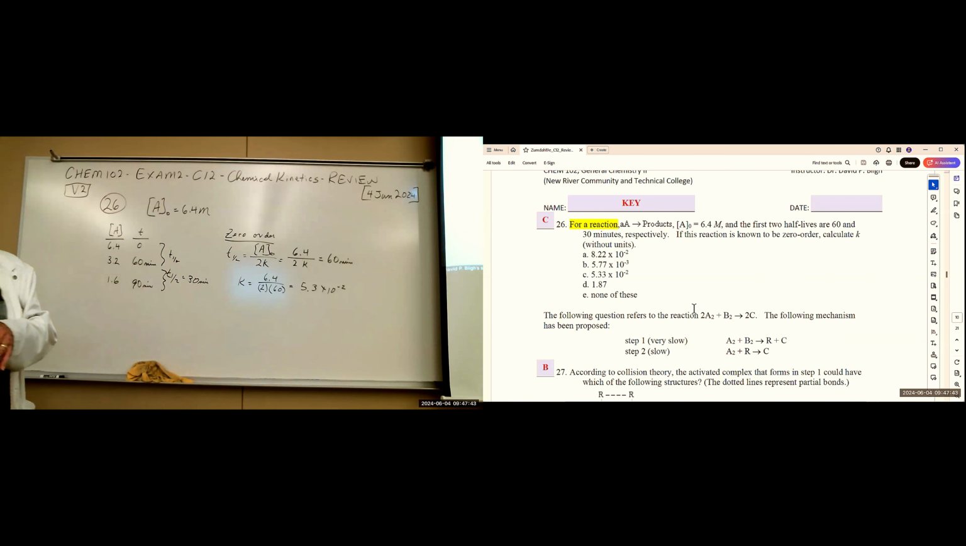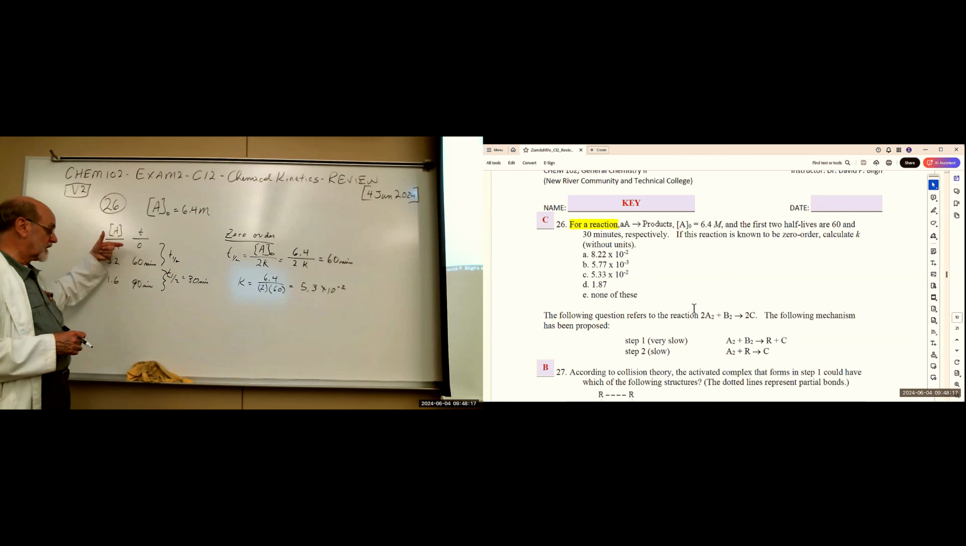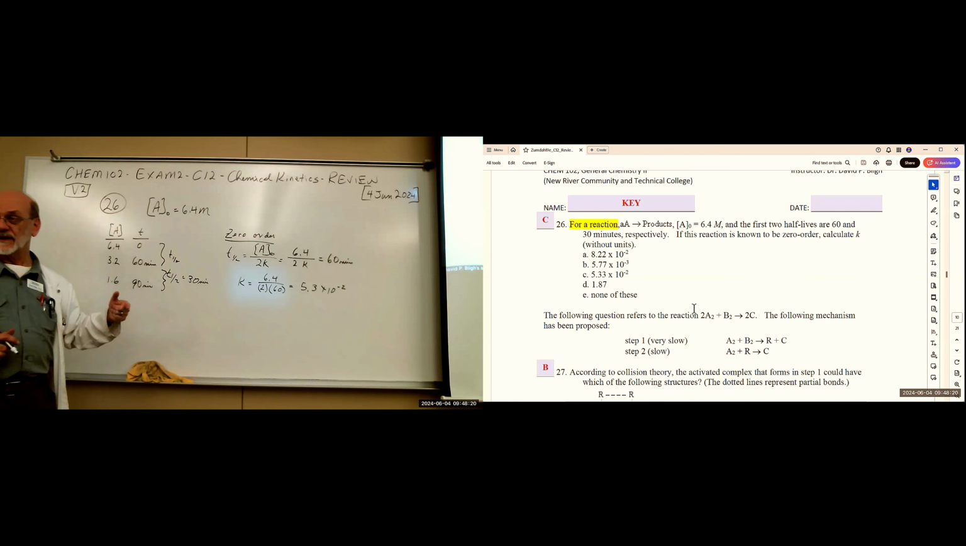Right? And we also know that the half-life for first order is not dependent on the concentration. So since the half-life for this concentration is 60 and the half-life for this concentration is 30, we know that the half-life is dependent on concentration. It's not first order. So our only option after that is to go to second order and calculate the K. Just to be sure, calculate it with both values, both half-lives, and be sure that they match. Then look for your answer.